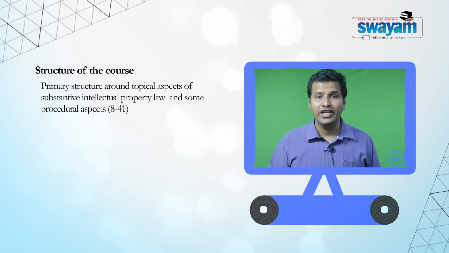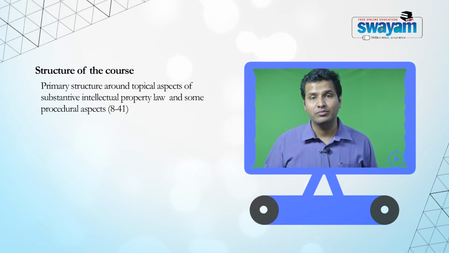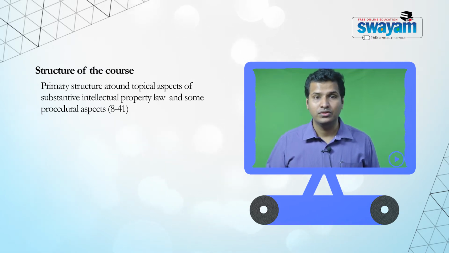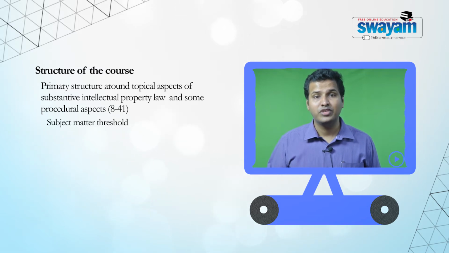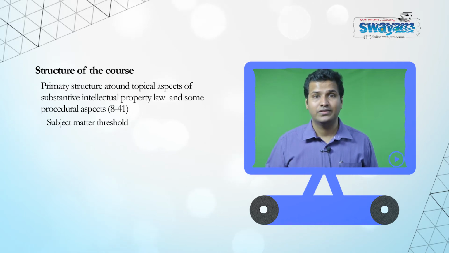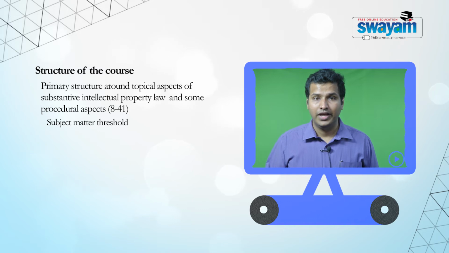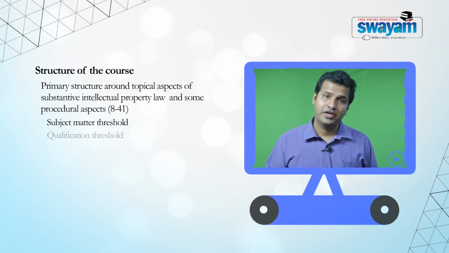Furthermore, module 8 to 41 will discuss the core of intellectual property rights, both in terms of its substantive and procedural content. In these modules, you will discuss the subject matter threshold distinctly involving patents, copyrights, trademarks, geographical indications, industrial designs and all other forms of intellectual property rights, and what kind of subject matter they protect and why they are different. We will also discuss the qualification thresholds.